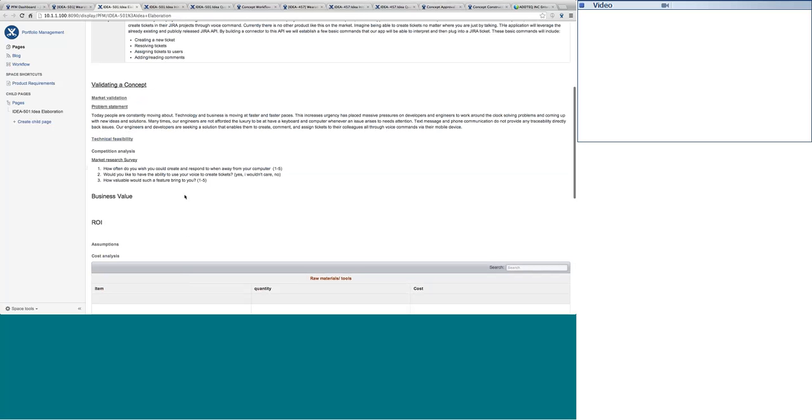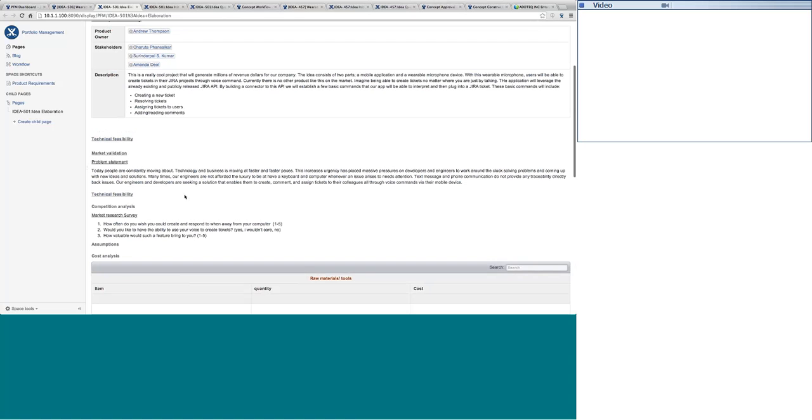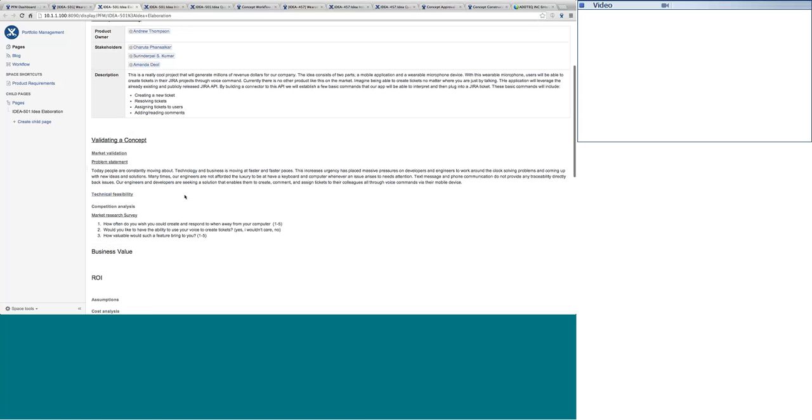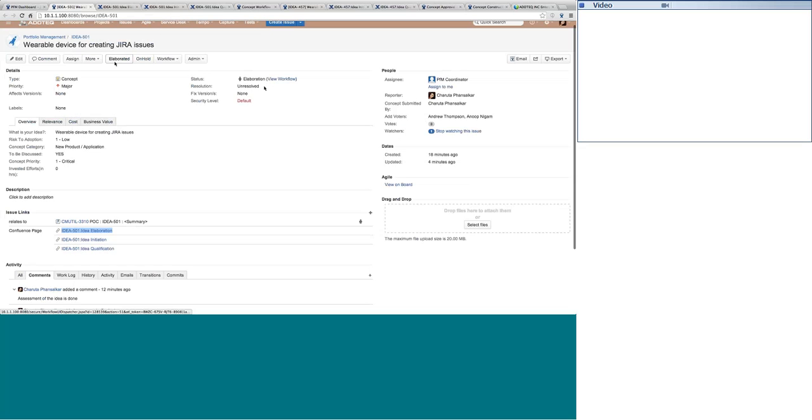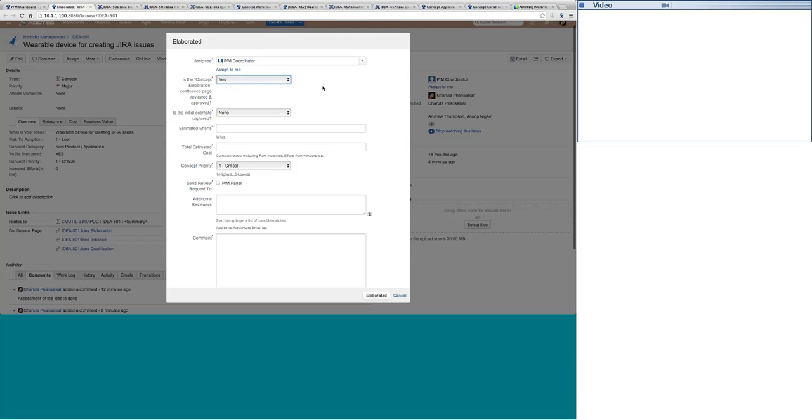So let's go back to the idea and see whether we have elaborated. Yes, we have elaborated the idea. So let's answer this small question again. Yes, the concept elaboration is done. Now, here's an important question: is the initial estimate captured? When we are elaborating an idea, we come to a point where we actually start calculating the total number of hours that we are going to invest in the idea. So let's say that yes, we have captured the initial estimate.